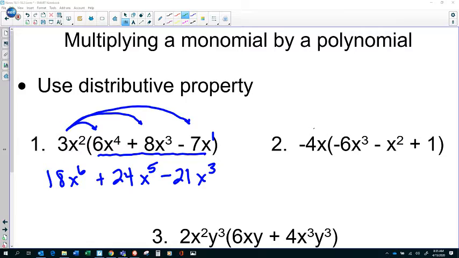Okay, why don't you go ahead and give this one a try. Pay attention to the negative signs. Distribute this monomial to this polynomial. Go ahead and do that real quick. Pause the video and then resume when you have the answer to check it with mine.